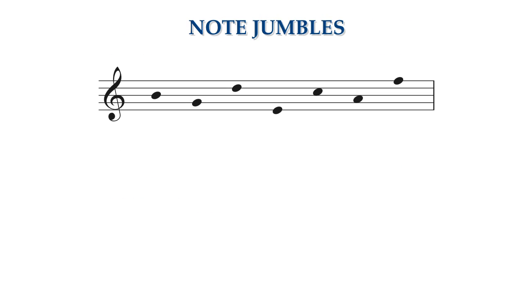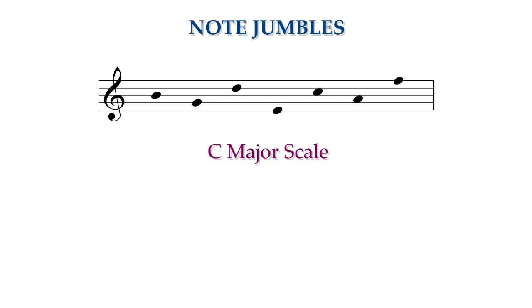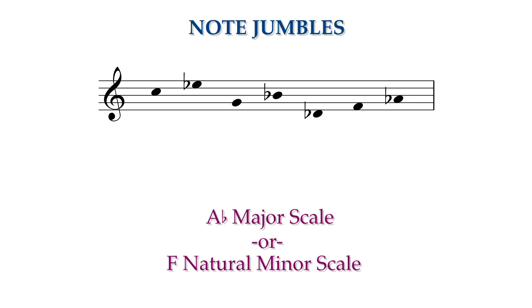To help you practice thinking in a key, I created an exercise I called Note Jumbles. Given 7 notes in random order, determine what scale they can make. For example, with these 7 notes we can create a C major scale or an A natural minor scale, but no others. These 7 notes can be arranged to make an A flat major or F natural minor scale. If you can make a key signature out of the accidentals, you know the major or natural minor scale that you can form.